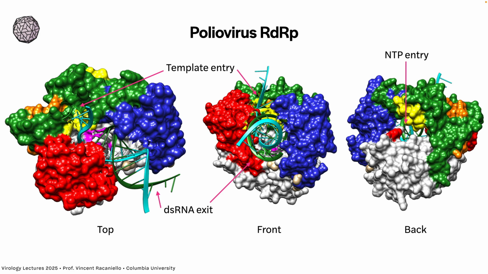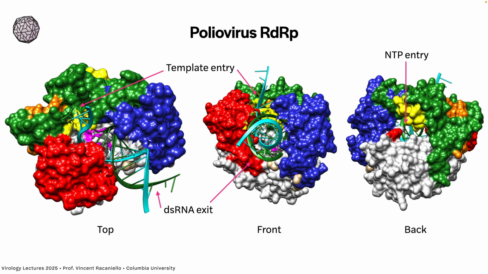And finally, the back of the molecule. Why am I showing you the back? Because that's where the NTPs go in, right? So the RNA goes in, and it flows over the active site, but it needs NTPs to be copied, right? The 4 NTPs. There's a channel in the back of the enzyme where they go in. So it's called the NTP entry channel. So that's the overall structure of poliovirus RNA polymerase.